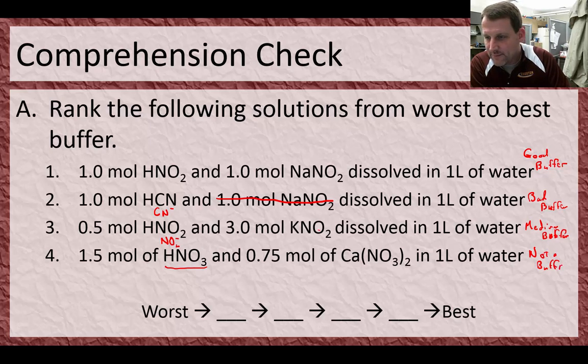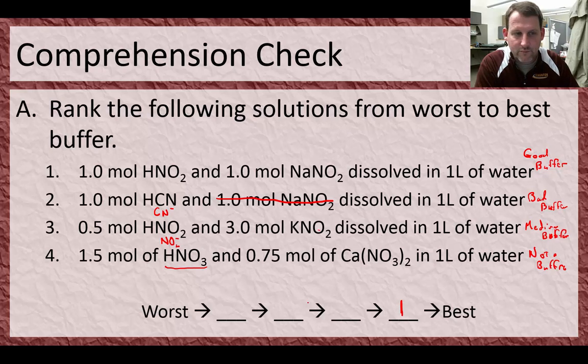So from these descriptions, I think we can get them all worked out. A good buffer would be our best. That would be our number 1 right here. And this one was a bad buffer, but at least it's a little bit of a buffer, so it's going to be number 2 here. And this one was a medium buffer, so that's going to be a 3 right here. This one's going to be a 4 right here. It's not a buffer at all, so it's going to be the worst at buffering. All right, that's our order.